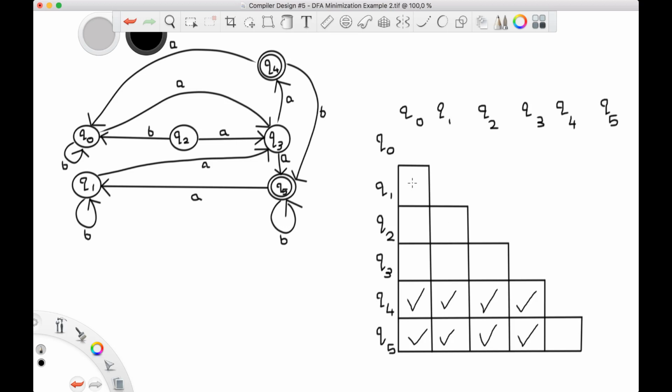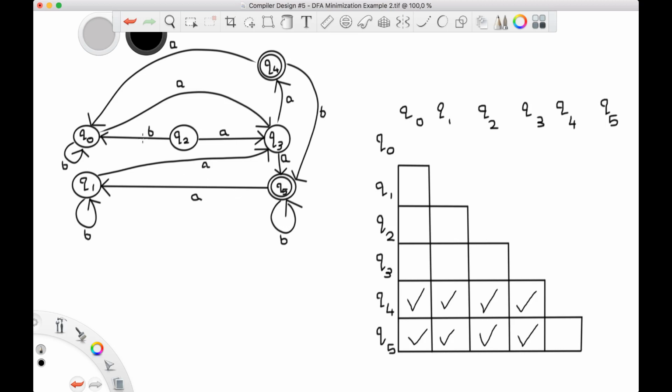Now next, we're going to run through all of these again, but this time we're going to check and see if, upon taking an input and applying it to both of the states in a pair, the output pair has a tick. Well, let's take a look at Q0, Q1.